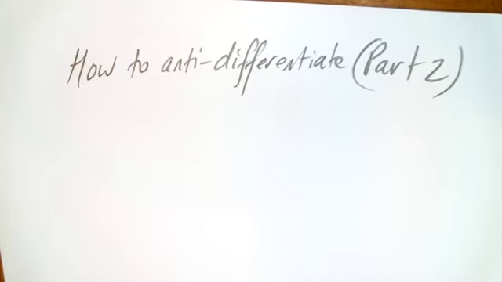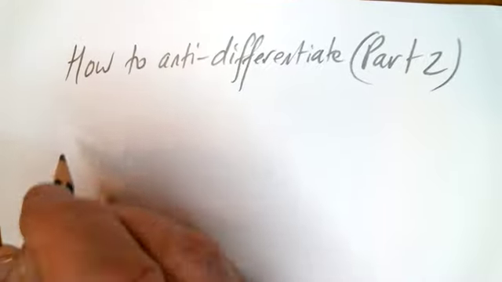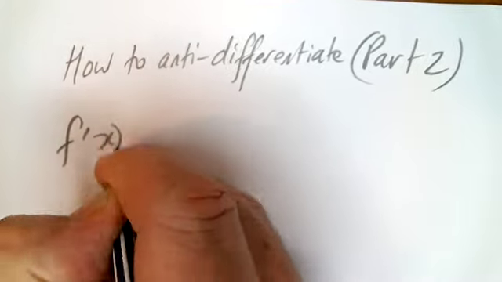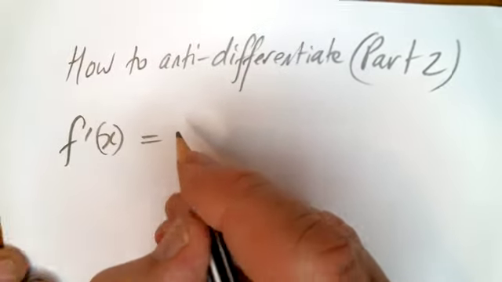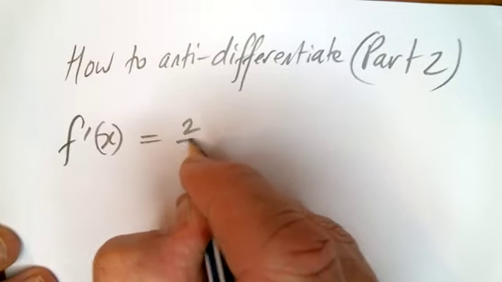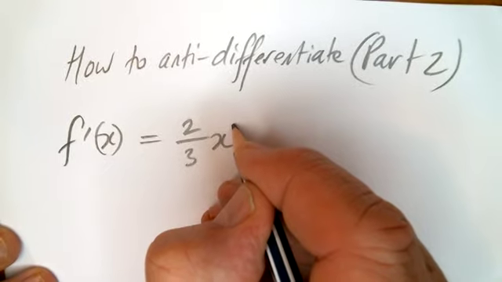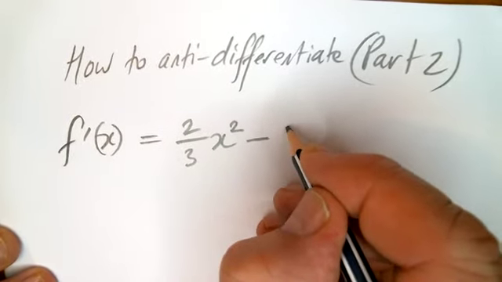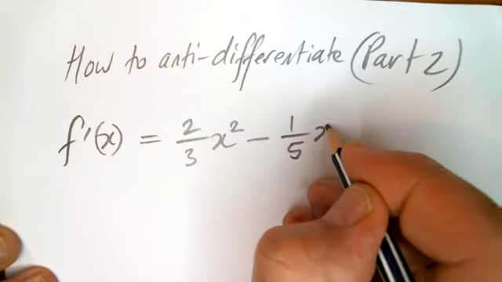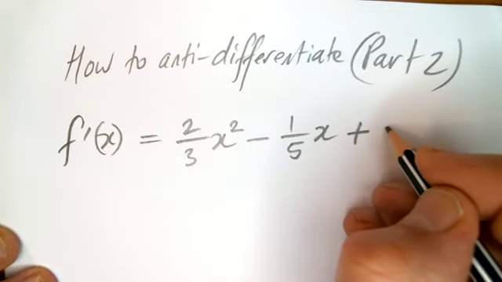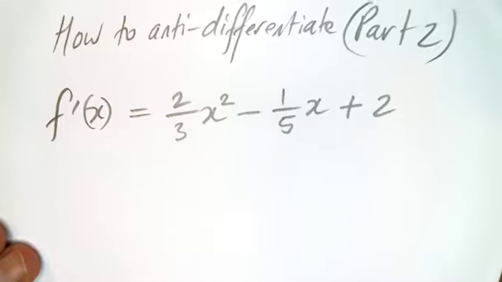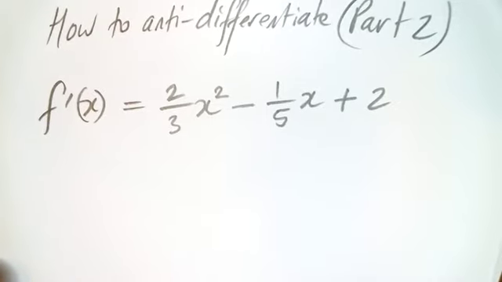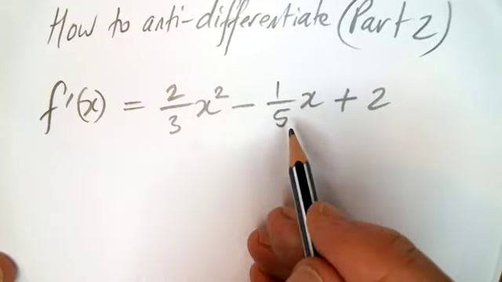Let's take another shot at how to anti-differentiate. This time I'm going to use fractions a whole bunch of times. So let's say we've got f dash x, or f prime x, is equal to 2/3 x squared minus 1/5 x plus 2. And we want to anti-differentiate that. So notice we've got fractions here.